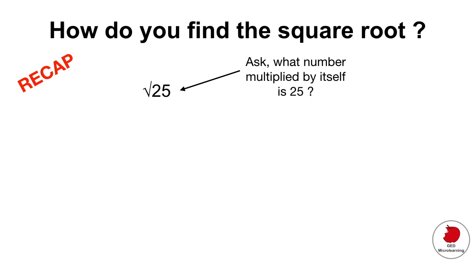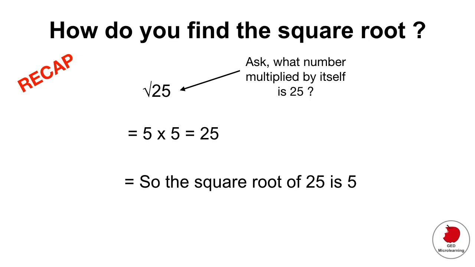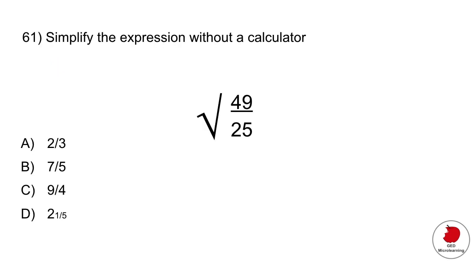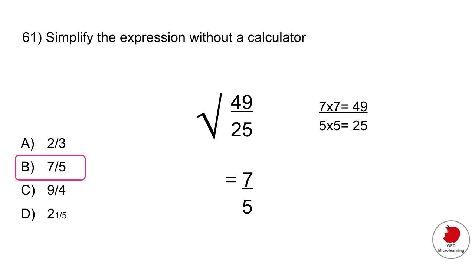In the case of 25, we know that 5 times 5 is equal to 25, so the square root of 25 is 5. If we go back to our problem, you see that it's pretty straightforward. If we look at the top, what number multiplied by itself would give you 49? It would be 7, because 7 times 7 is 49. And we already did the square root of 25, which was 5. So the answer would be 7 over 5, which is option B.